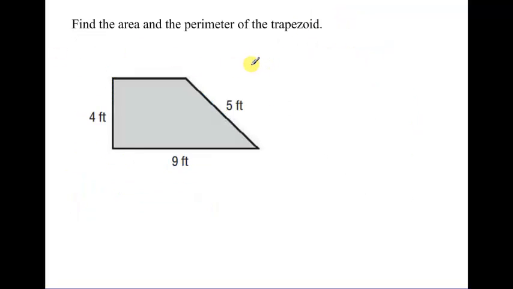All right, next one's just a typical geometry problem. We're going to find both area and perimeter of the trapezoid. Now I'm noticing that I'm missing this side right here, and I need that for perimeter, and I probably need it for area too. So let's just take care of that right now.